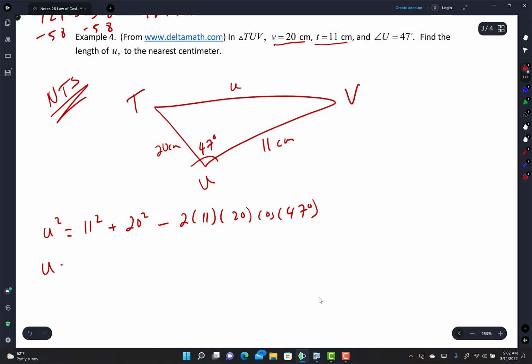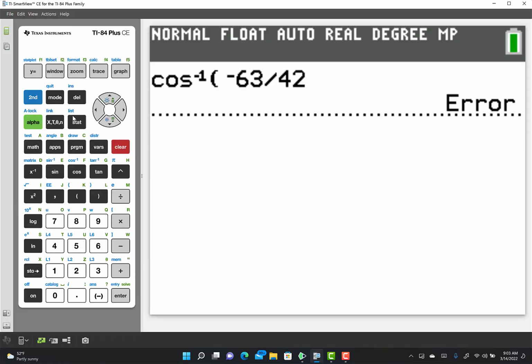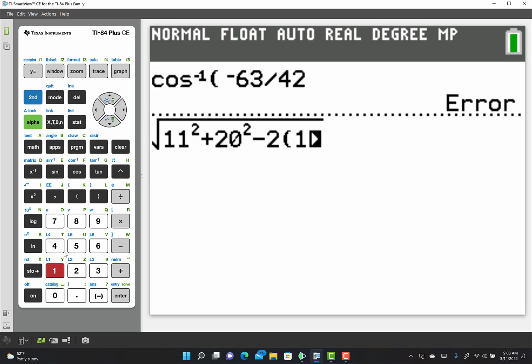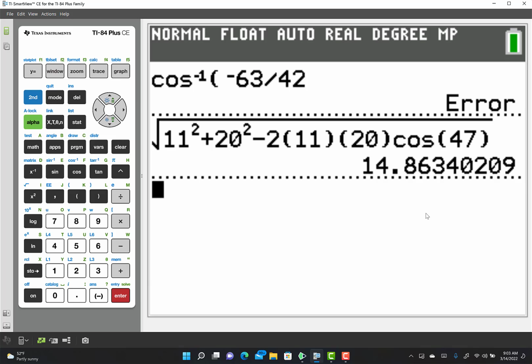Heck, I'll even do one better for you guys. Just take the square root of all that. So let's see. Square root. And I already forgot the numbers. What were they, guys? 11 squared plus 20 squared minus 2 times 11 times 20 cosine of what? Well, 47. 47. Enter. There it is. That's my number. 14.863.